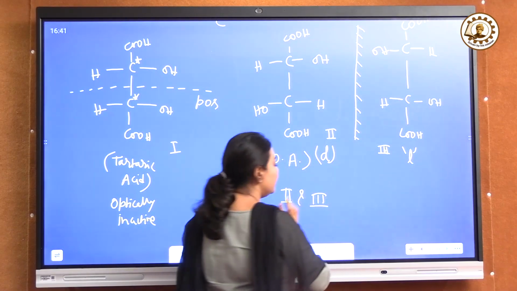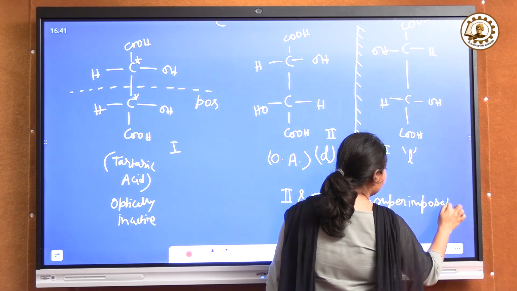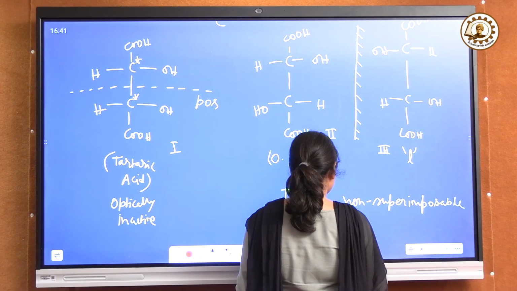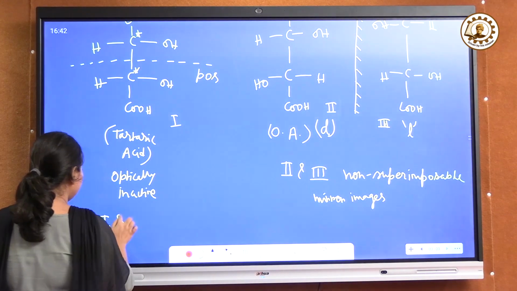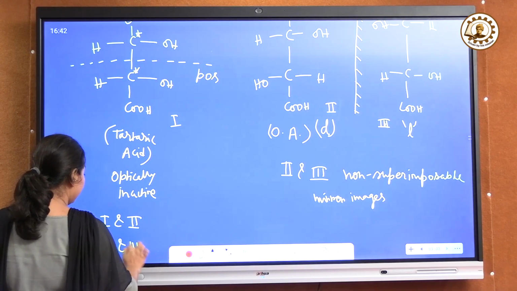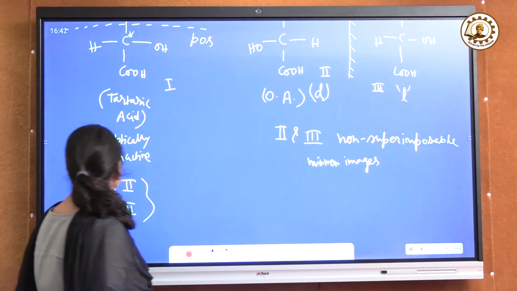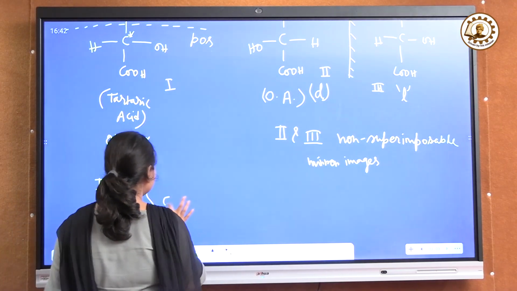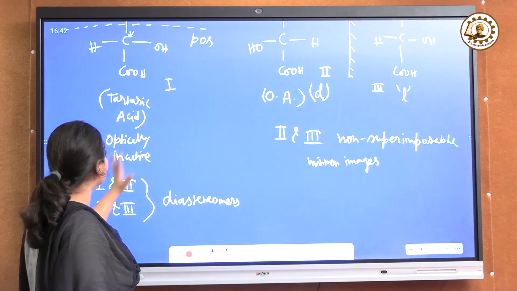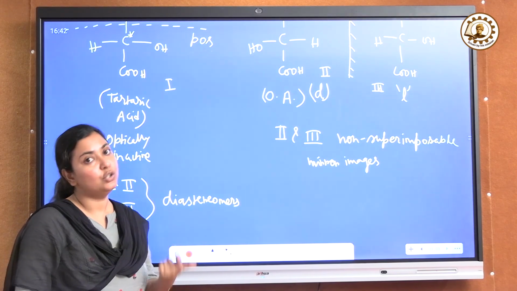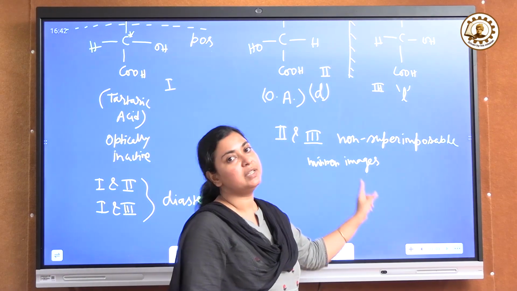Structures 2 and 3 are non-superimposable mirror images. Whereas structures 1 and 2, and structures 1 and 3, are neither superimposable nor mirror images. So structures 1 and 2, and 1 and 3, are known as diastereomers. Diastereomers are those forms of the molecule which are neither superimposable nor mirror images.